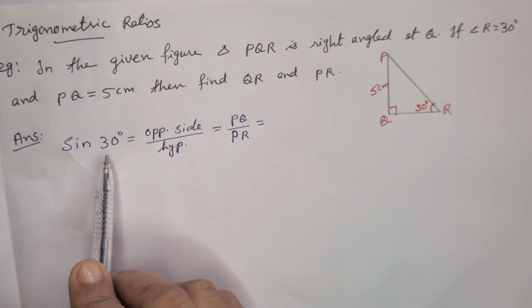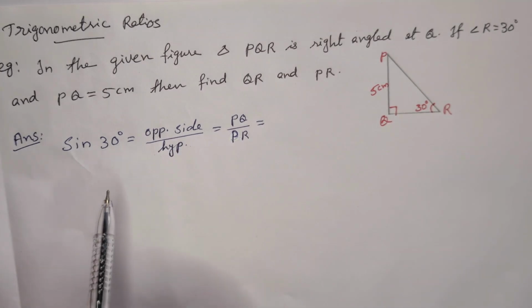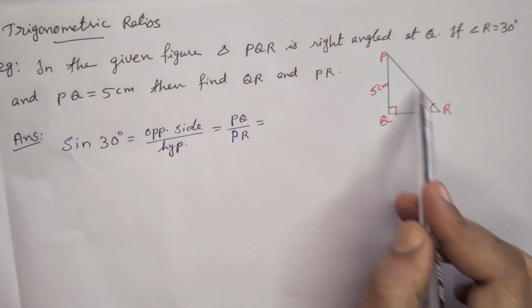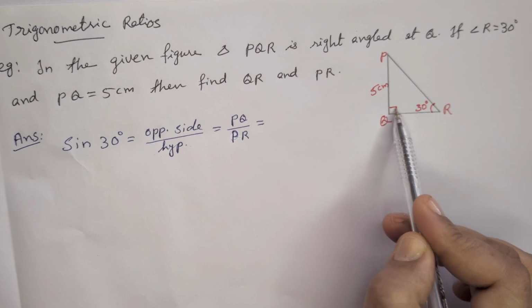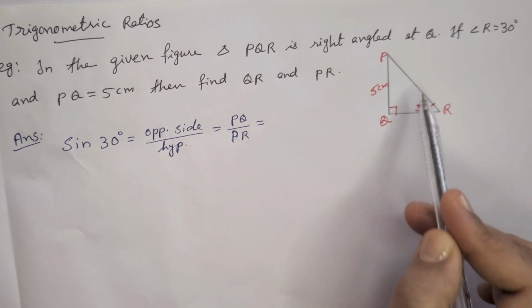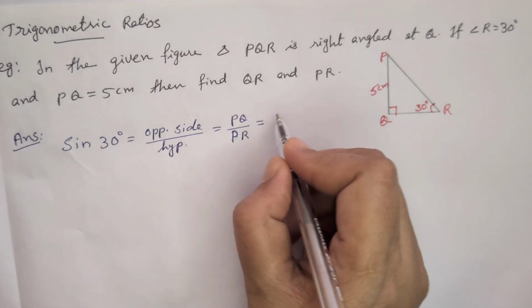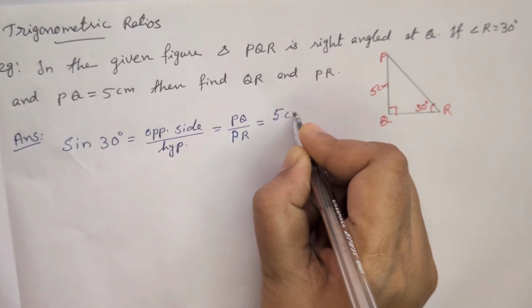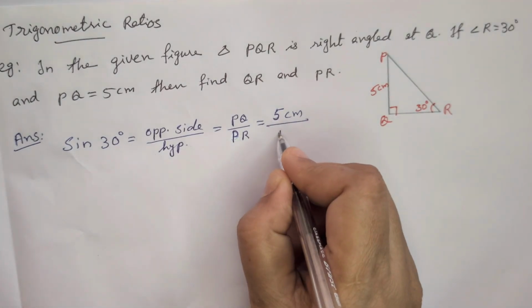Sine 30 degree means, sine means opposite side of that angle by hypotenuse. Opposite side of angle R is PQ. Hypotenuse is PR, the opposite side of 90 degree, that is the hypotenuse. So PR is the hypotenuse. Here PQ is 5 centimeter, that is given. 5 centimeter by PR, we are going to find.